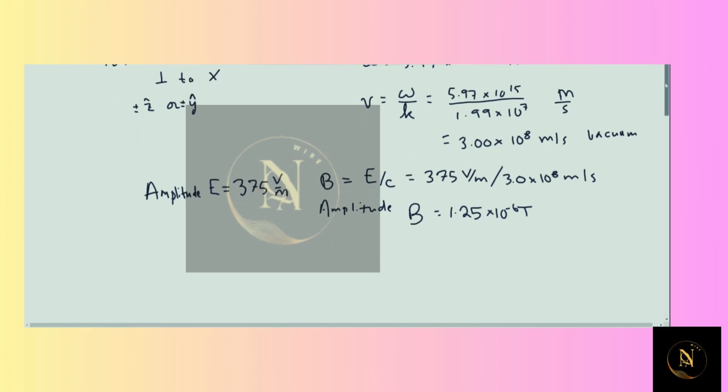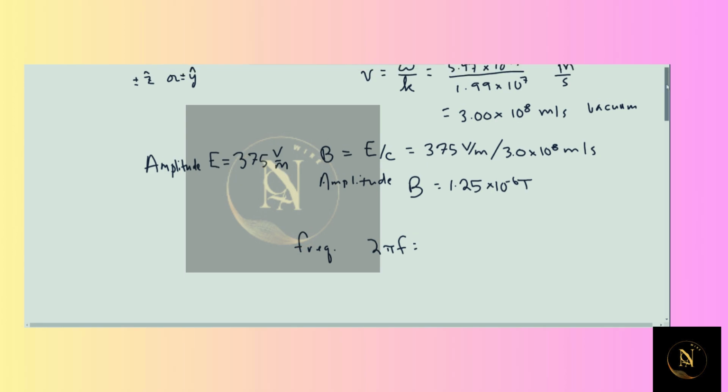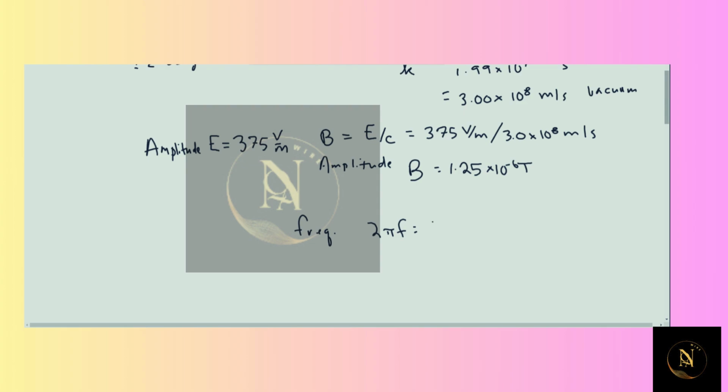Okay, so now for the really exciting stuff: how fast the wave is oscillating, which is the frequency. And that is related to the omega. Let's see, 2 pi times the frequency is equal to omega, which is sometimes called the angular frequency. And we can solve for that frequency. It's quite rapid.